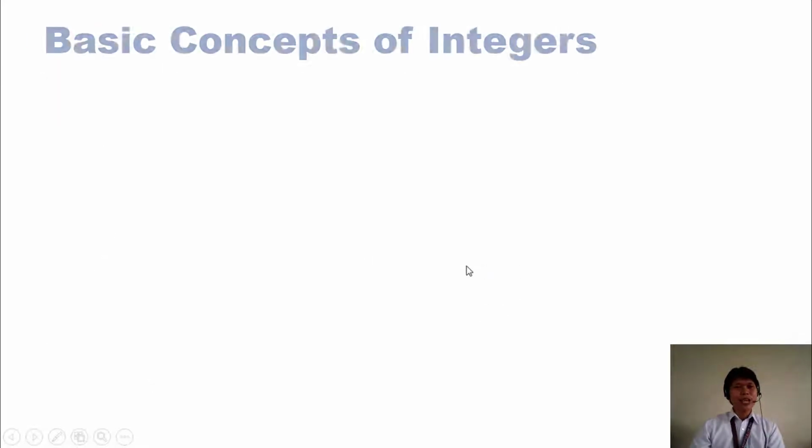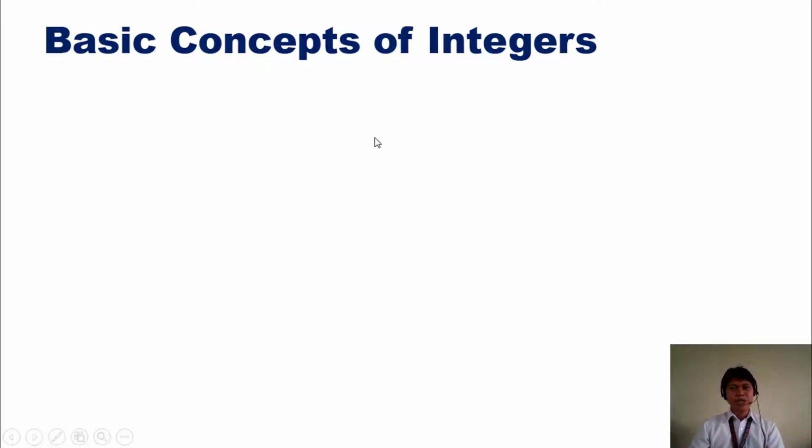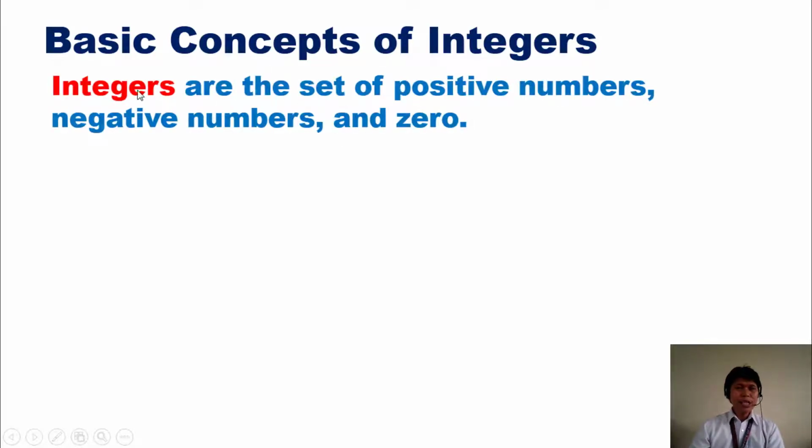Okay, so this time we will continue with the basic concepts of integers. When we say integers, these are the set of positive numbers, negative numbers, and zero. So there are 3 basic concepts. We have the positive numbers, negative numbers, and the zero.